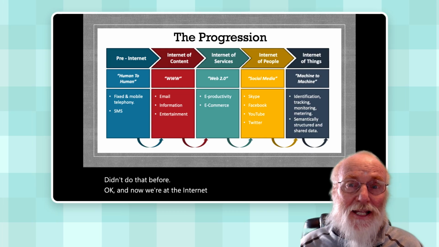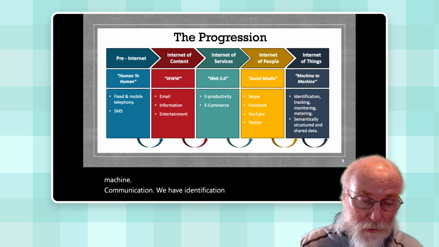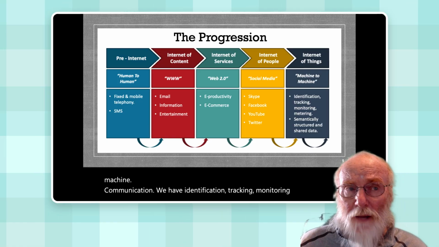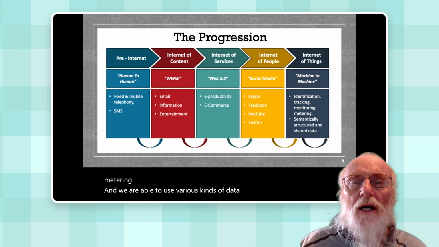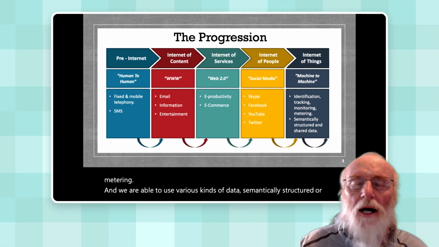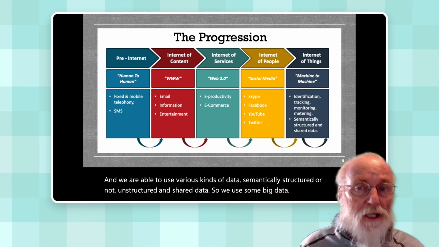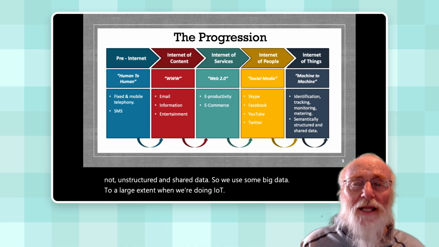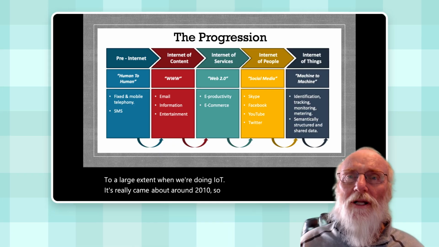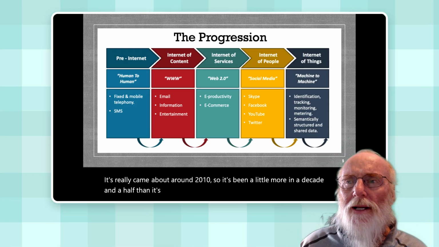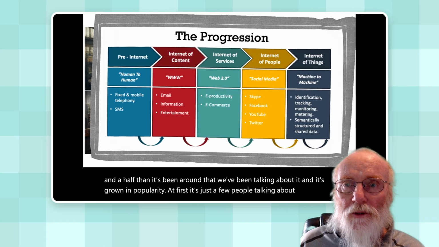This is the machine-to-machine communication. We have identification, tracking, monitoring, metering, and we are able to use various kinds of data, semantically structured or not, unstructured, and shared data. So we're using big data to a large extent when we're doing IoT. It really came about around 2010, so it's been a little more than a decade and a half that it's been around, that we've been talking about it, and it's grown in popularity. At first, it's just a few people talking about it. Now, a lot of people talk about it.